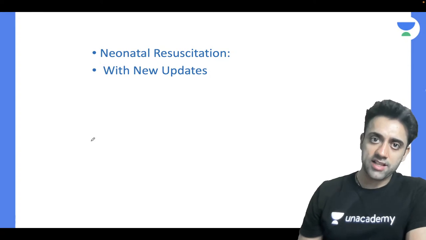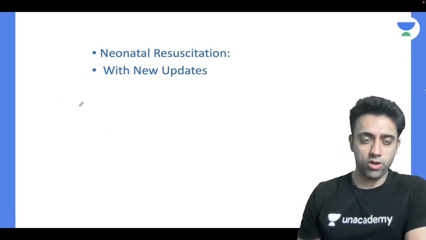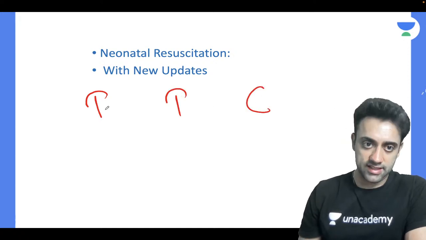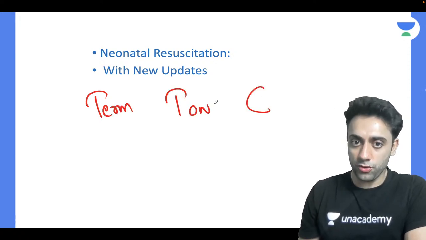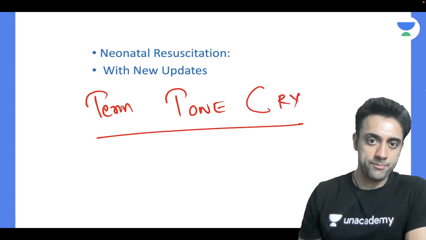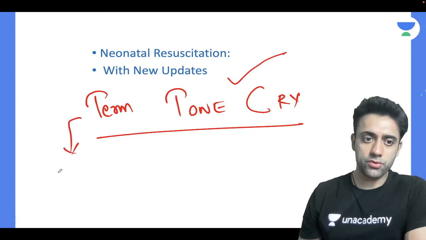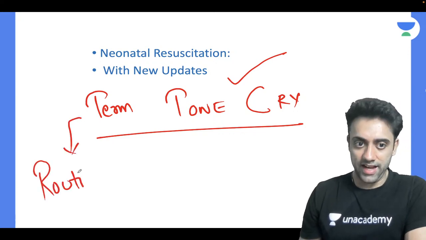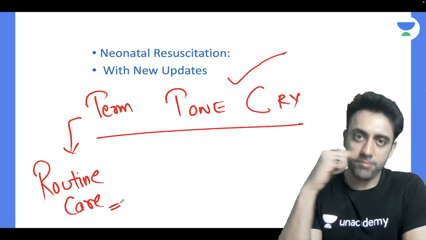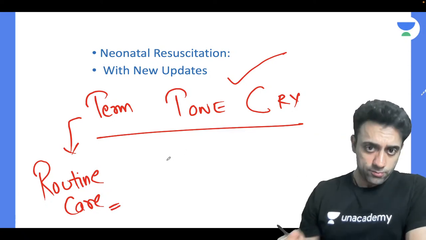In the previous class, we covered that if a newborn baby has just been born, what is the first thing I will see? We said TTC: nothing but term, tone, and cry. This is the first thing we see when the baby is born. If the baby is term, with good tone and crying nicely, I want to do routine care, which we already covered in depth and in detail in the previous class. I assume we know that, right? Perfect. Let's move further now.